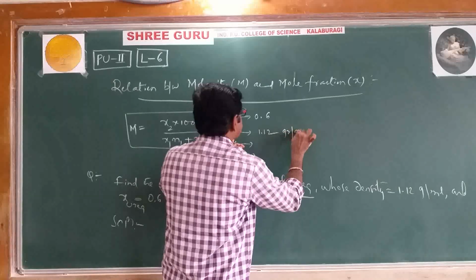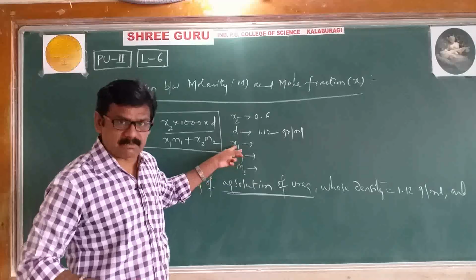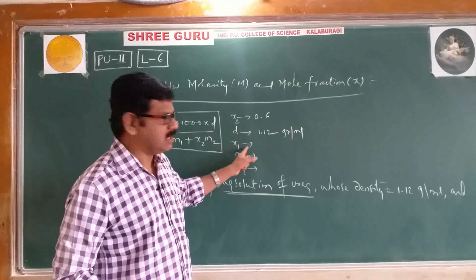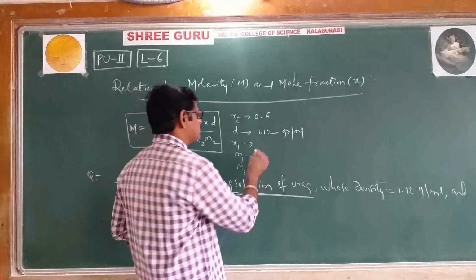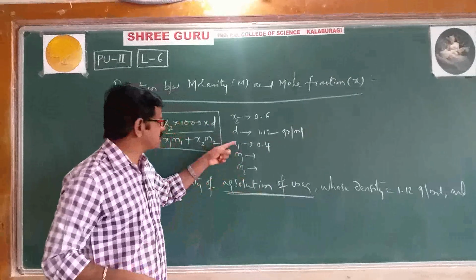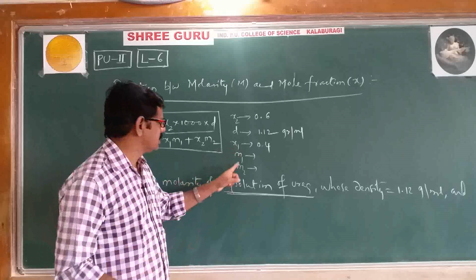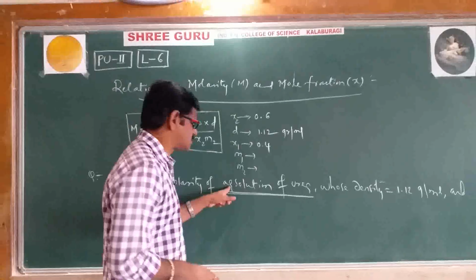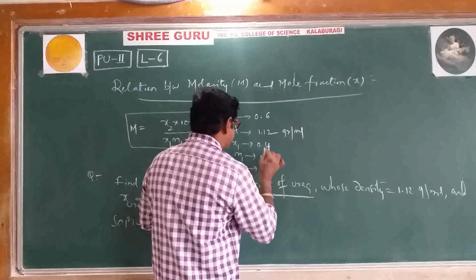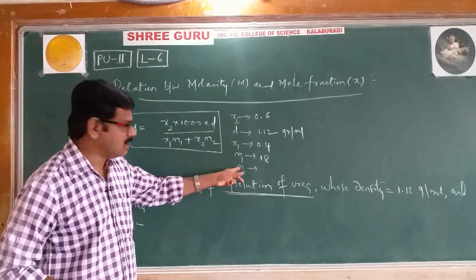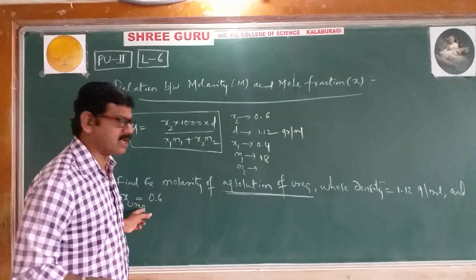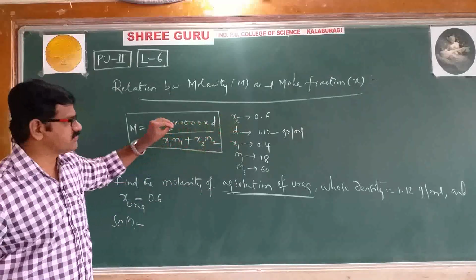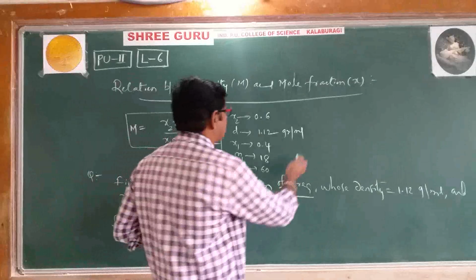1.12 grams per milliliter. X1, because the sum of X1 and X2 is equal to 1. That's why X1 equals 1 minus 0.6, that is nothing but 0.4. Because when we add x1 and x2, you have to get 1. Right, m1 is the molar mass of solvent. What is solvent? Aqueous. Water is solvent. That is 18. Molar mass of solute. What is solute? Solute is urea. Molar mass of urea is 60. That's it. Then all these values, if you substitute in the formula, you will get the answer.